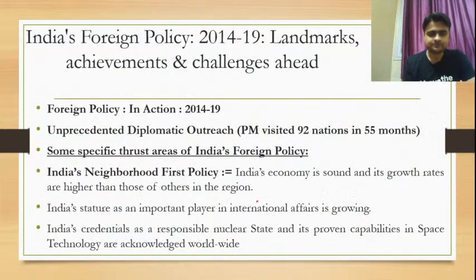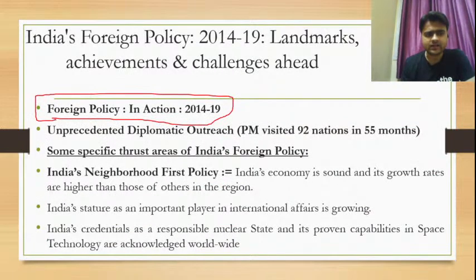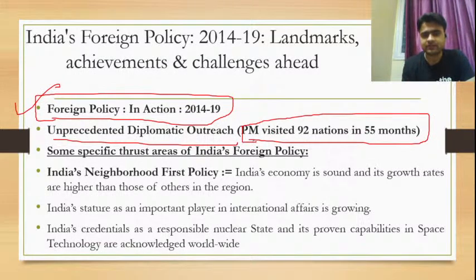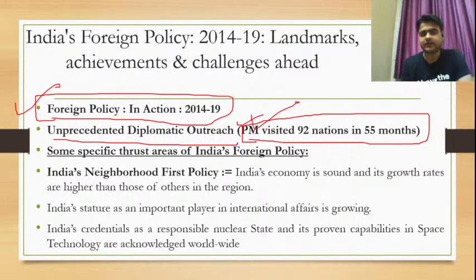Okay, then now let us look into foreign policy from 2014 till 2019. Unprecedented diplomatic outreach. What is the example? Example is PM visited 92 nations in 55 months. Very very important data, isn't it?